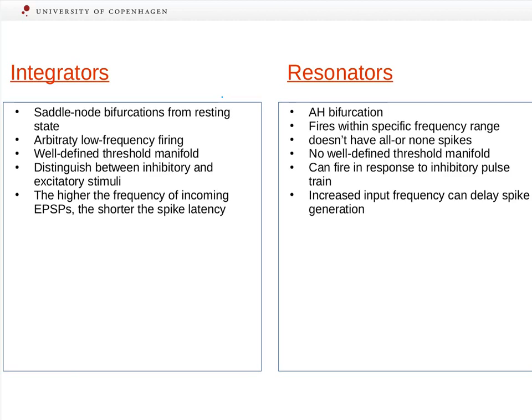They may not have all-or-none spikes because they can have partial amplitude spikes, and prefer to fire spikes within a specific frequency band. These neurons exhibit subthreshold oscillations, and inhibitory pulses can lead to spiking if applied at precisely matching time points. So input frequency outside the resonance band will be less effective to drive spike generation, even if it's high frequency stimuli.